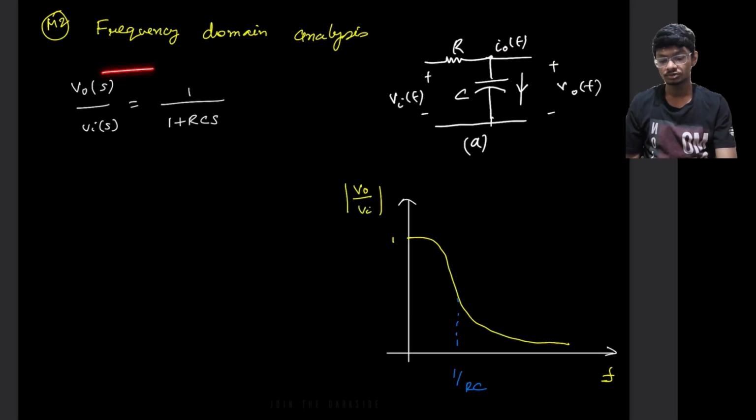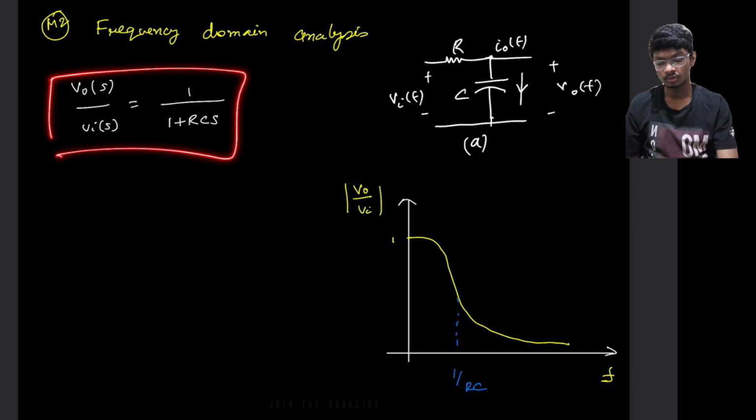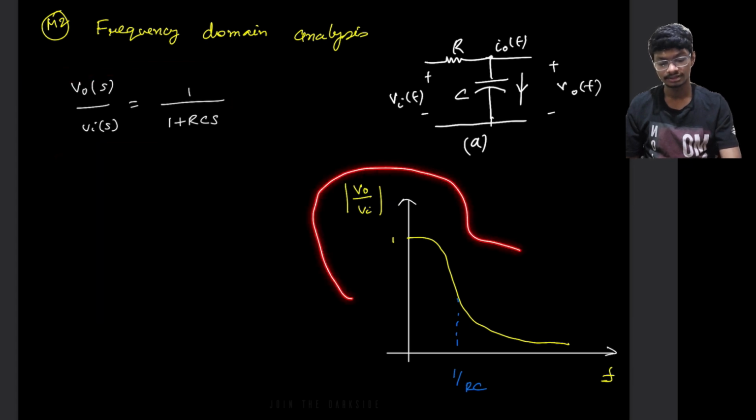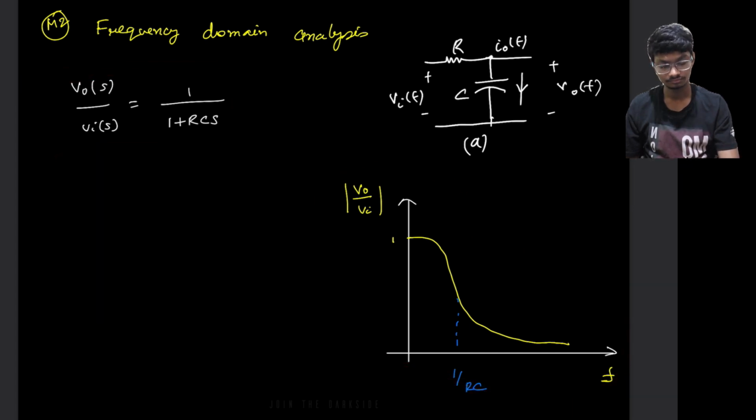Now let us do the frequency domain analysis for this circuit. Here I have drawn the transfer function of this circuit. It is basically acting like a low pass filter, where the characteristics of a low pass filter are given here, and the cutoff frequency is 1 by RC. We know the cutoff frequency is the pole. First we have to identify what type of signal we are giving. At the input there is some square pulse.